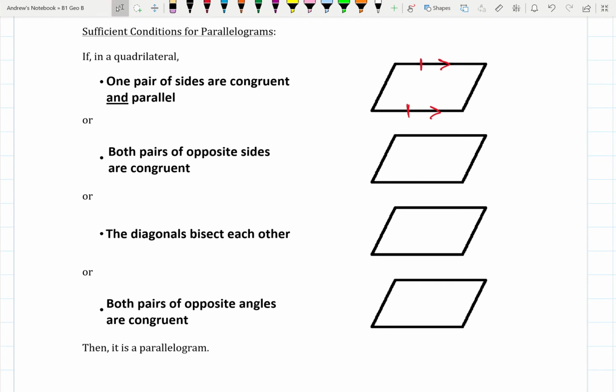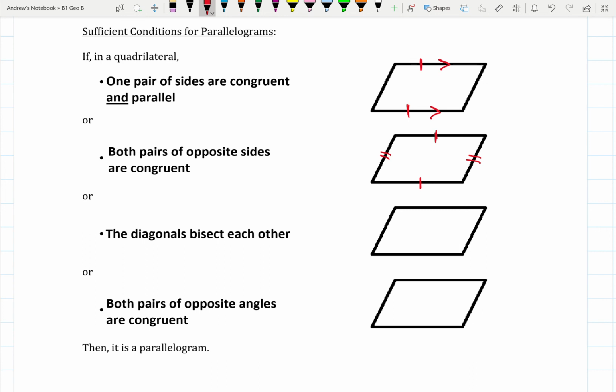You could also have that both pairs of opposite sides are congruent. So you could say, oh, this and this are the same size, and so are these. If you have that, then that's also going to have to be a parallelogram. So again, we don't have everything marked, but that's enough to be able to say that it is a parallelogram.